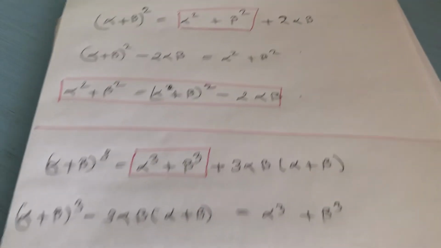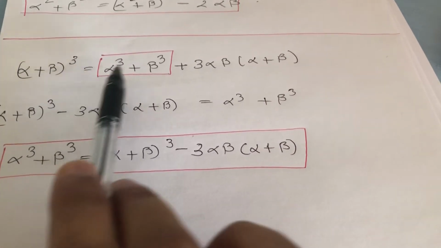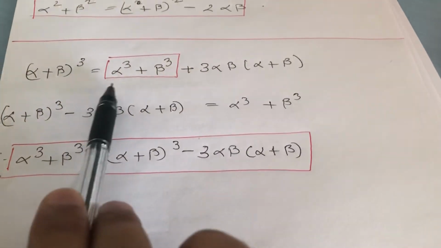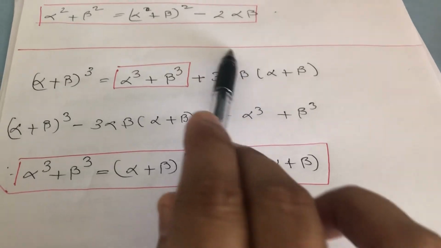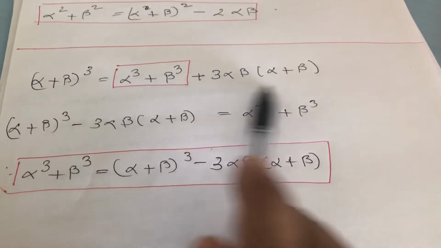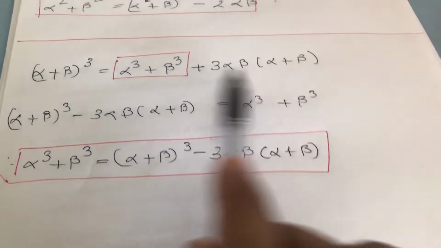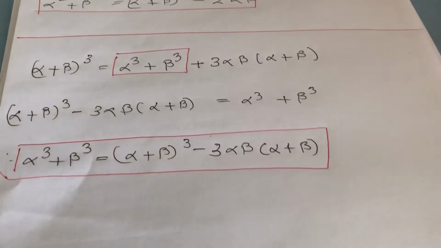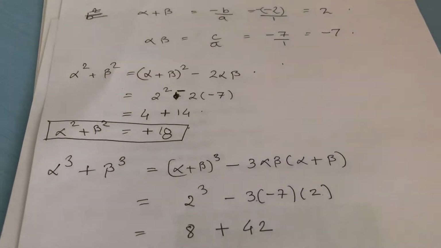Okay. Similarly, we are all familiar with this formula, alpha plus beta whole cube equal to alpha cube plus beta cube plus 3 alpha beta into alpha plus beta. Again we want a formula for this much part. So what we will do, we will send this whole term there. When this whole term goes there, this becomes negative. Okay. Everything else remains the same. Hence we get this formula for alpha cube plus beta cube. Okay. These 2 formulas we will be using in the next question.